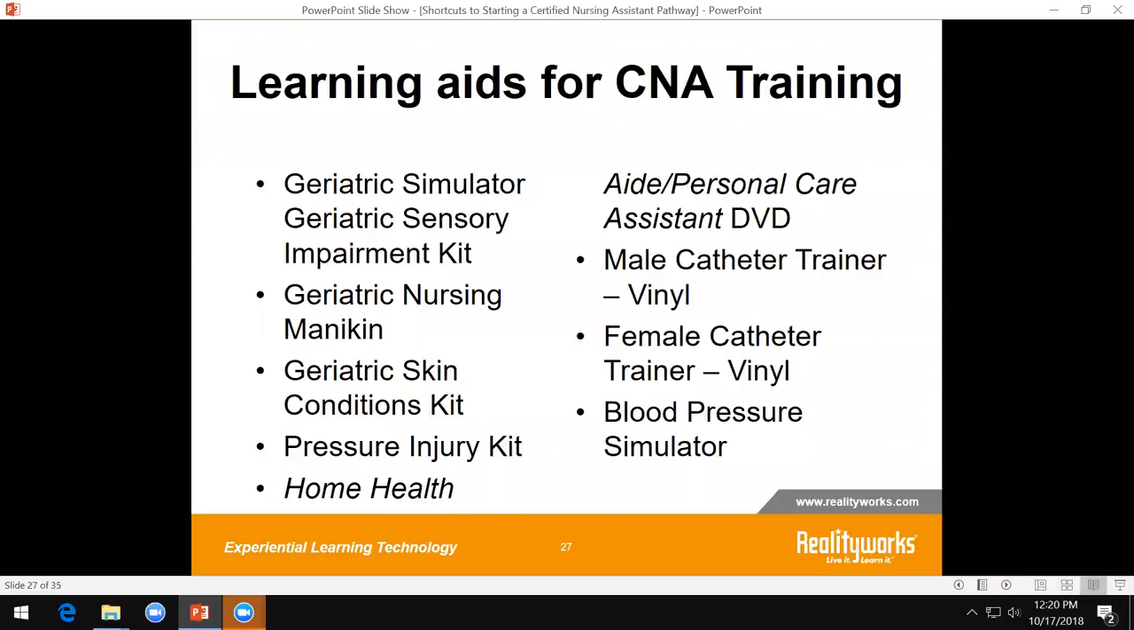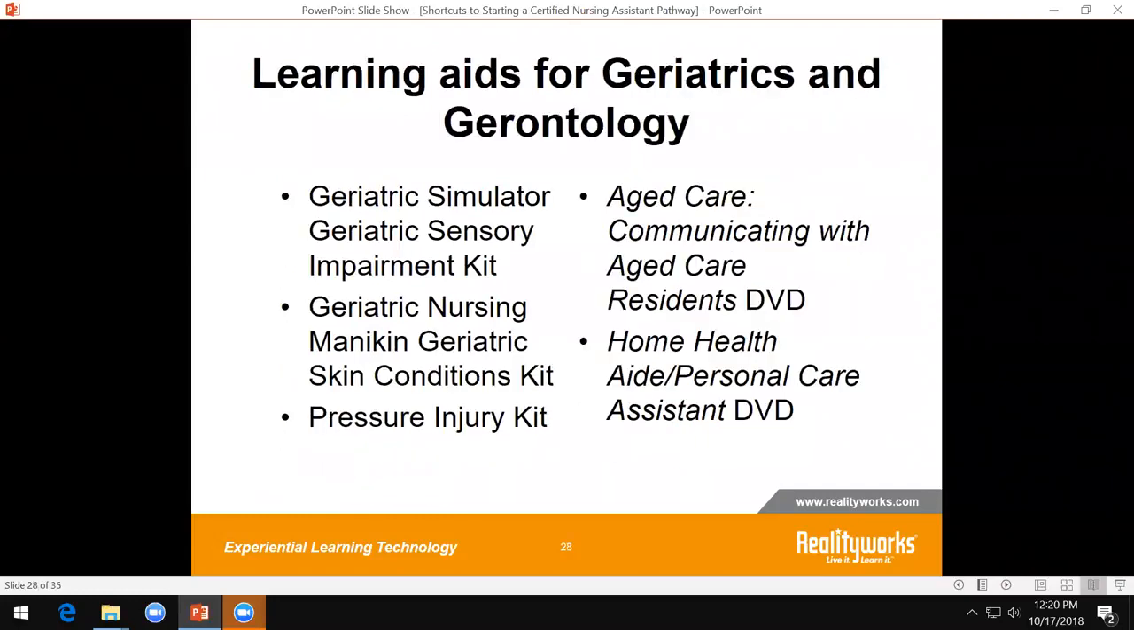So you could make sure that they're not just practicing on each other and learning those healthy and normal blood pressures, but you can go in and edit it, and they could have to learn to take blood pressures for many different conditions out there. Again, for geriatrics and gerontology, we recommend many of the same simulators for the geriatric kit as well.